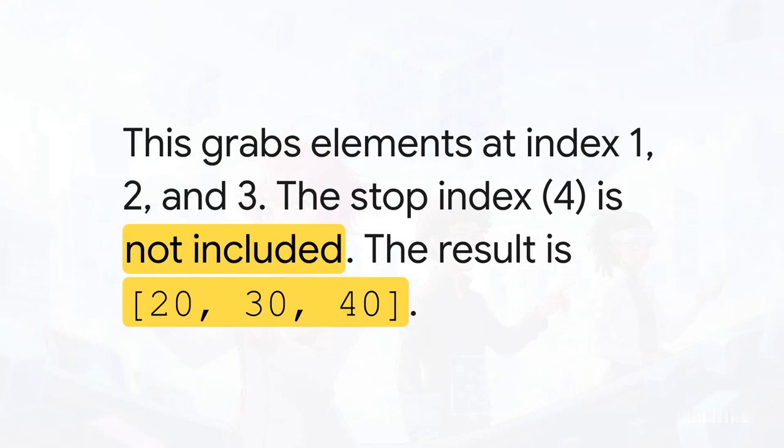We grab index 1, that's 20. We grab index 2, that's 30. We grab index 3, that's 40. And then we stop because we're not supposed to include index 4. And just like that, we get a brand new array with just that slice in it.